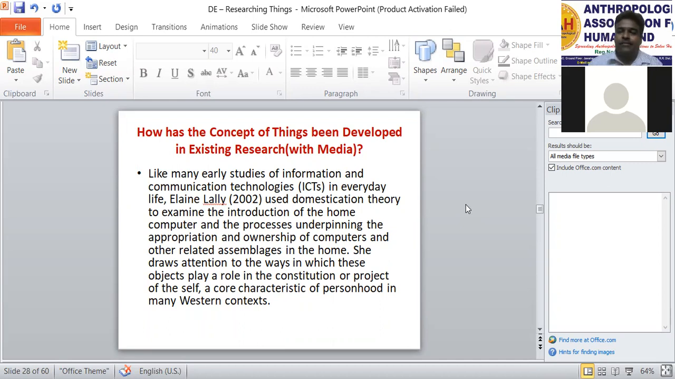Ellen Lally used domestication theory to examine the introduction of the home computer and the processes underpinning the appropriation and ownership of computers and other related assemblages in the home. She draws attention to the ways in which these objects play a role in the constitution of a project of itself, a core characteristic of personhood in many Western contexts.